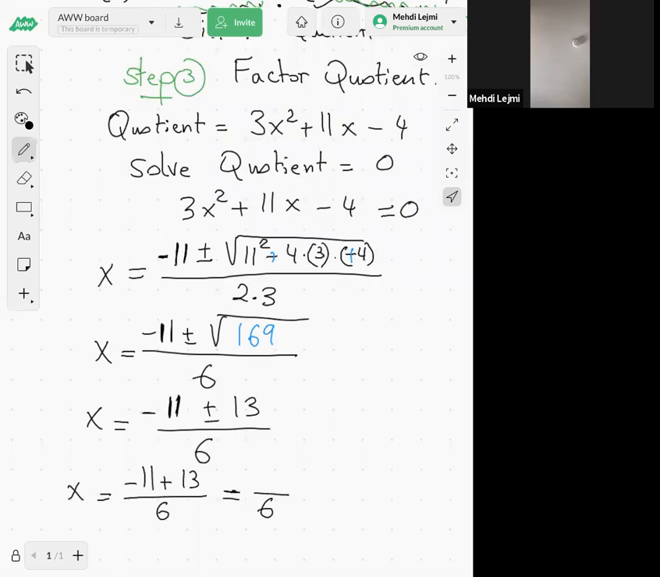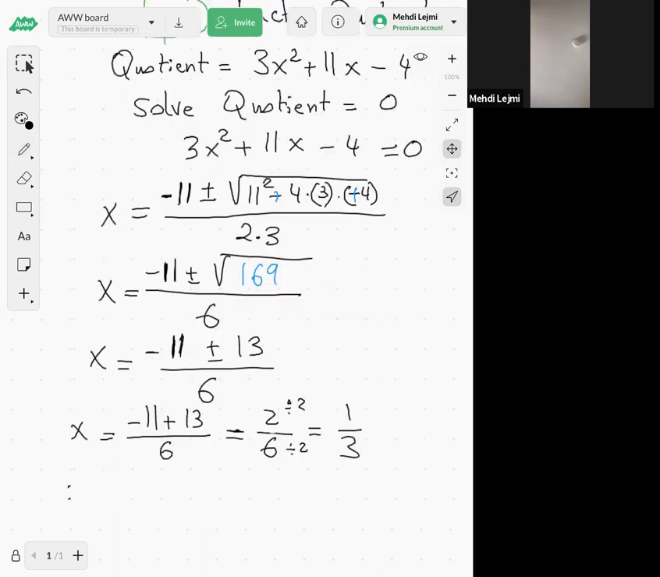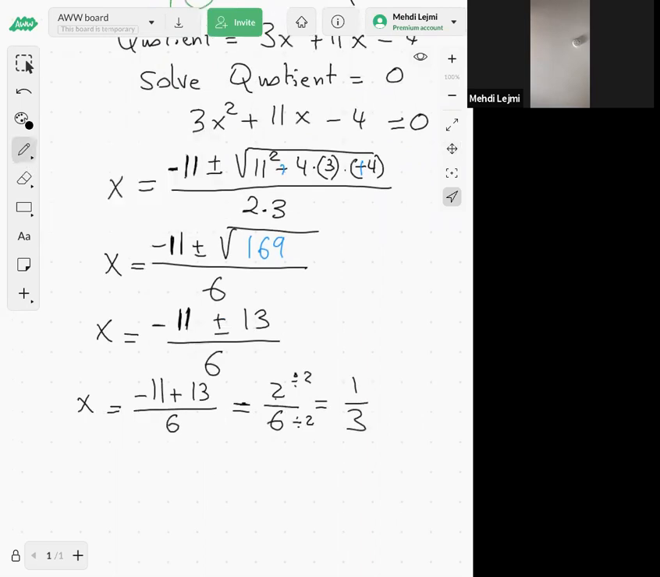Negative 11 plus 13, that would be 2. So 2 over 6. You reduce the fraction, so that's 1/3. Or of course, negative 11 minus 13 over 6, that would be negative 24 over 6, and 24 over 6, that's 4. So this is negative 4. Right? So here I got these two solutions, 1/3 and negative 4.